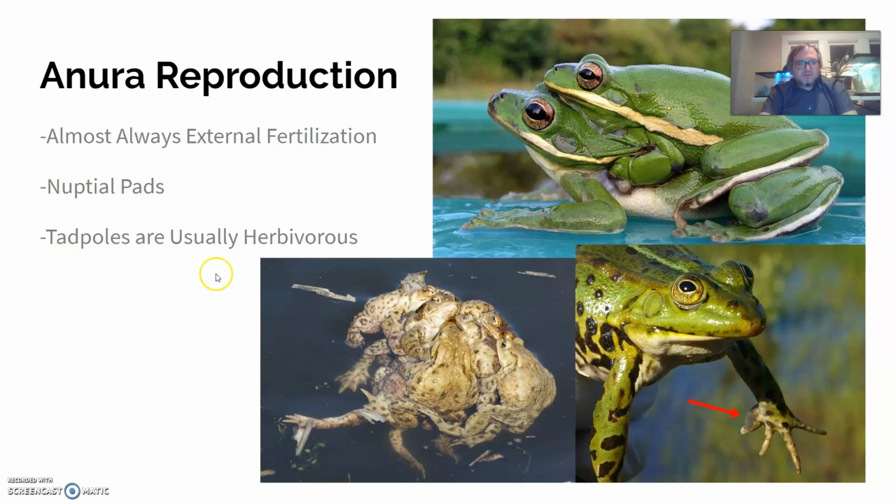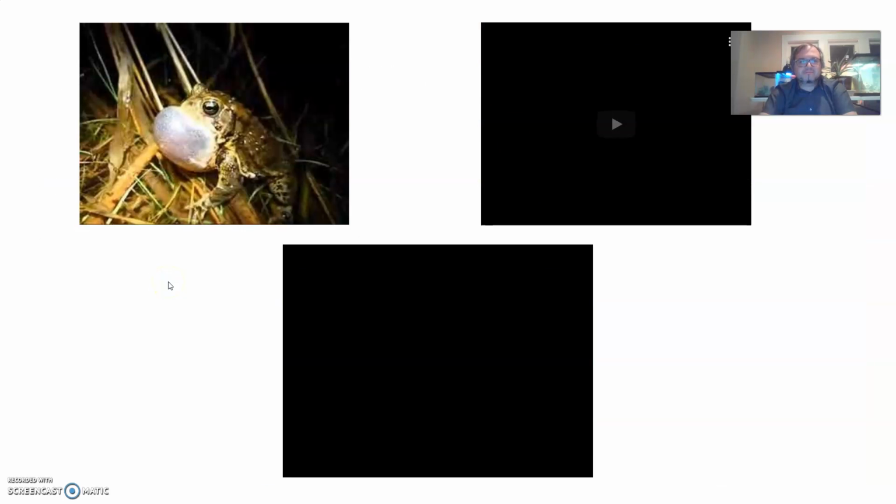When tadpoles are born, or when they hatch from eggs, I should say, they are usually herbivorous. So again, we'll compare that to the diet adults have, but the young are usually herbivorous. They tend to eat a lot of algae that's in the water.